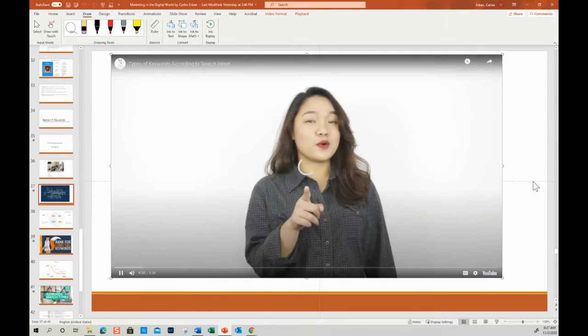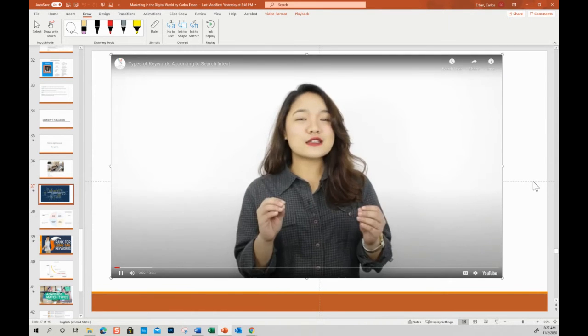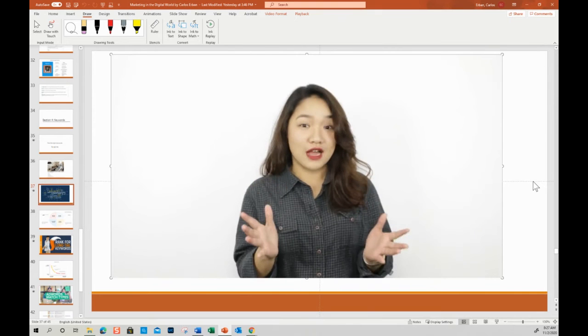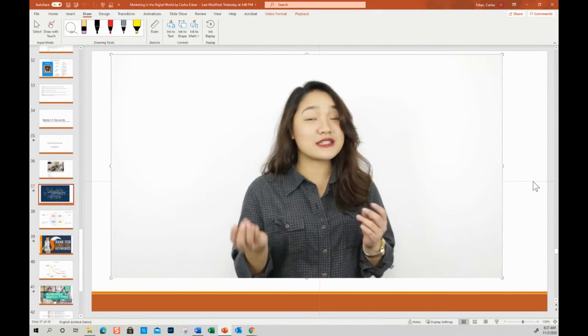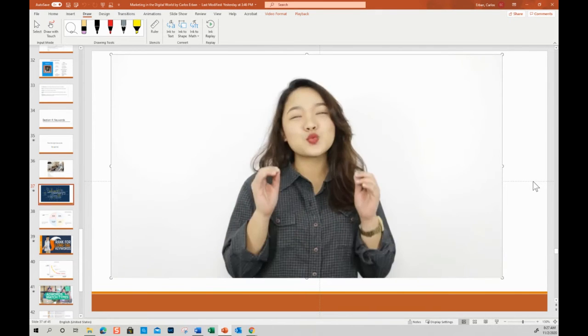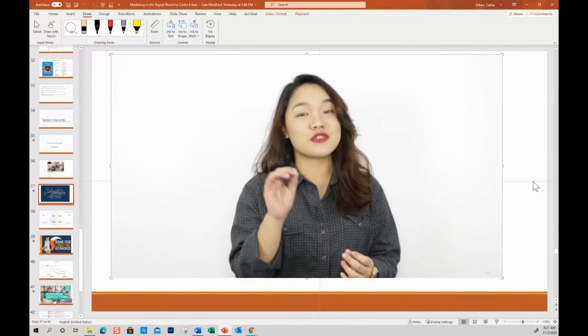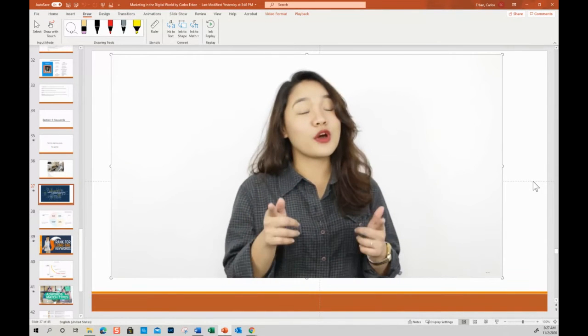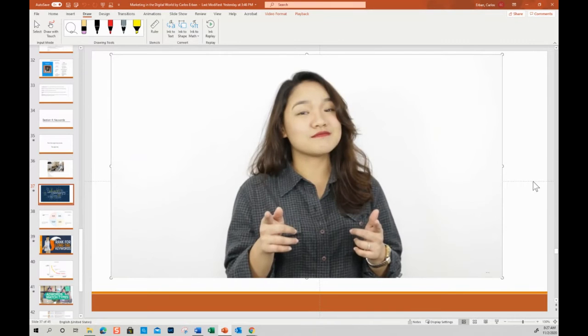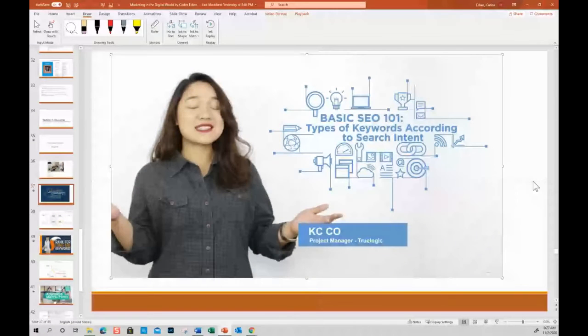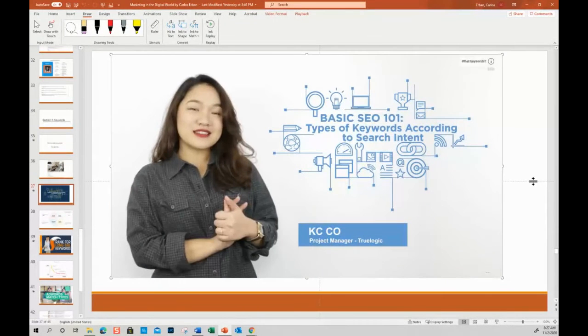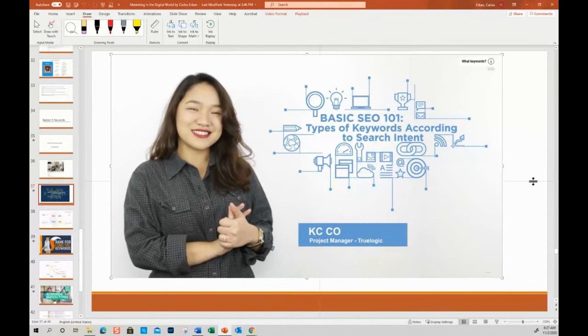Did you know that keywords are the life and blood when it comes to SEO? That's why it's really crucial when you choose the keywords when you want to optimize your website. My name is Keisiko, and today we are going to discuss search intent. Let's get started.